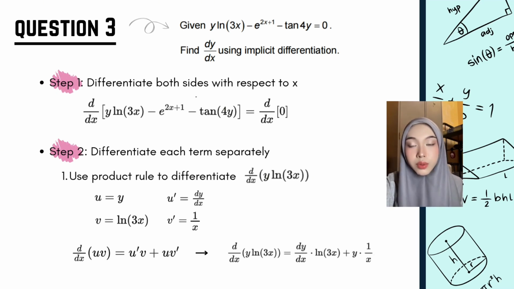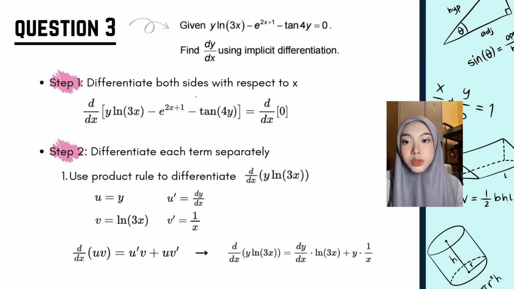Question 3, given y ln 3x minus e in the power of 2x plus 1 minus tan 4y equals 0. So step 1, we need to differentiate both sides with respect to x. And the second step is to differentiate each term separately. We use the product rule to differentiate d over dx of y ln 3x.